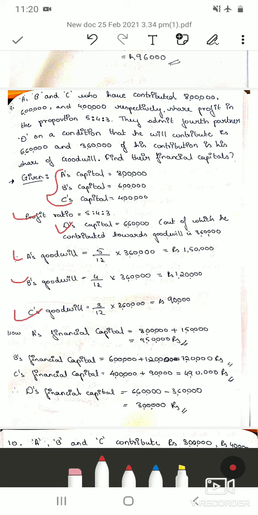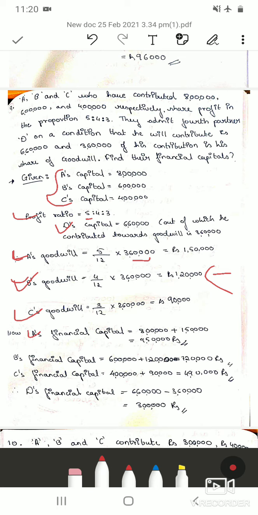For that, the formula is the profit ratio of A divided by A plus B plus C, into the goodwill amount, which is 5 by 12 into 3,60,000, which is rupees 1,50,000. That is A's goodwill. For B's goodwill, it will be 4 divided by 12 into 3,60,000, which is 1,20,000 rupees, and C's goodwill will be 3 by 12 into 3,60,000, which is 90,000 rupees.